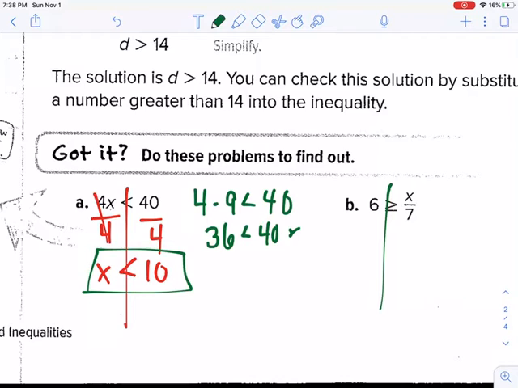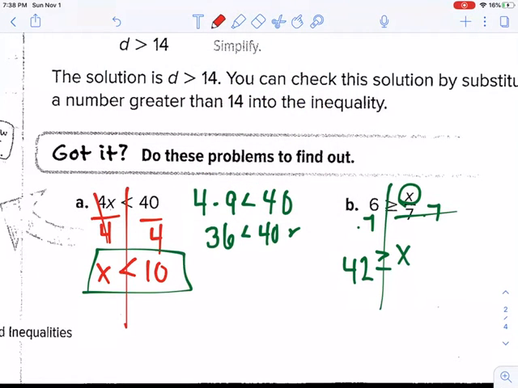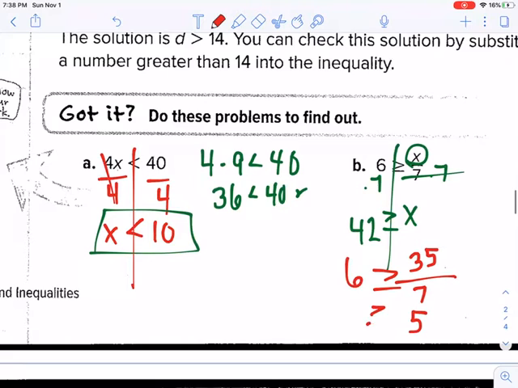So that's a good answer of x is less than 10. In B, we're going to solve for x. We're going to multiply by 7 on both sides. You get x is less than or equal to 42. So you need to pick a number that's less than or equal to 42. And because this one is a division problem, I would pick a number that is divisible by 7. So I'm going to go with 35 since it's less than 42. Divide by 7, and that gives you 5. And 5 is less than or equal to 6. So that's a good answer for that one.